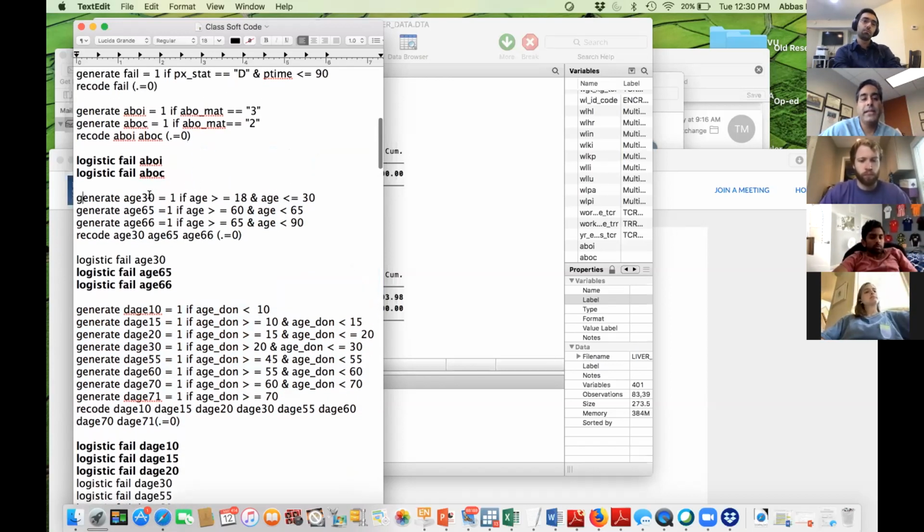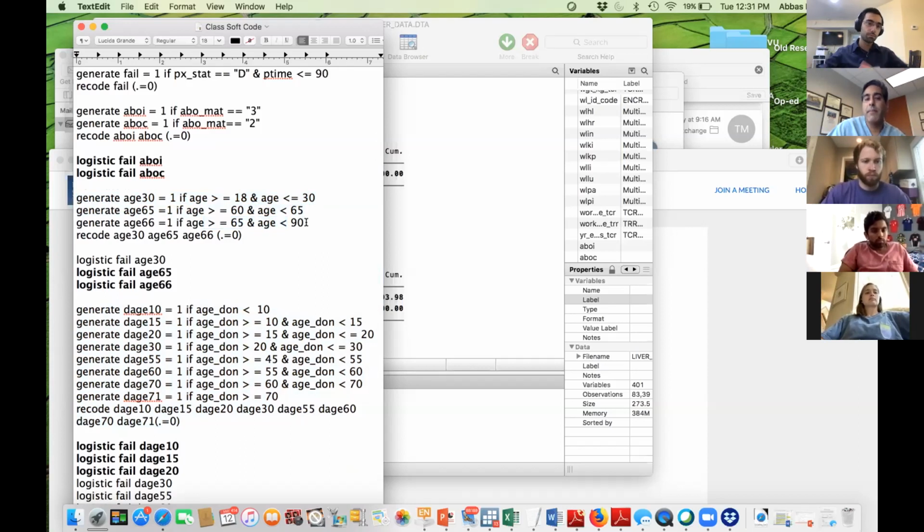Now the important thing to do: it says generate age_30 equal to 1 if age is greater than or equal to 18 and age is less than or equal to 30. It's very important that you do not have overlap between these variables. Everything has to be distinct. So the greater than or equal to sign, or the greater than sign, is really important. Like here, greater than or equal to 60 and age less than 65. The next line, it's greater than or equal to 65.